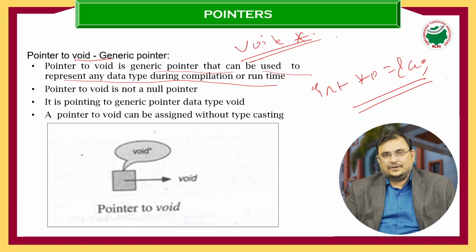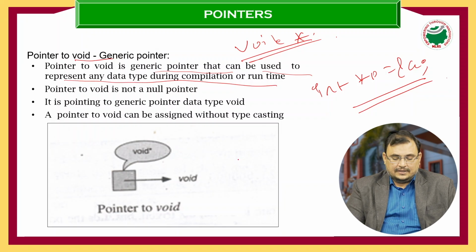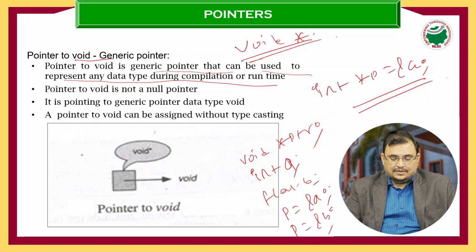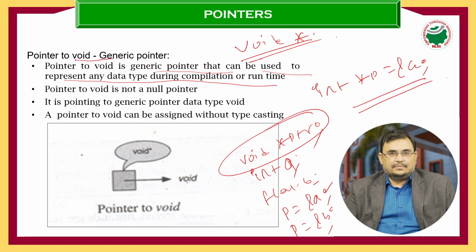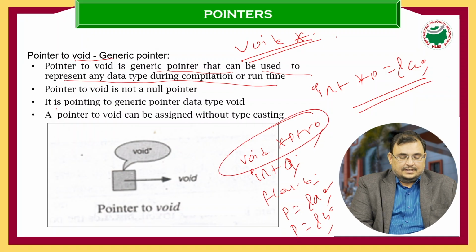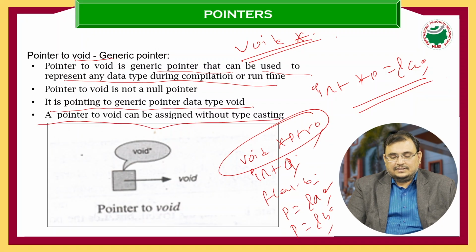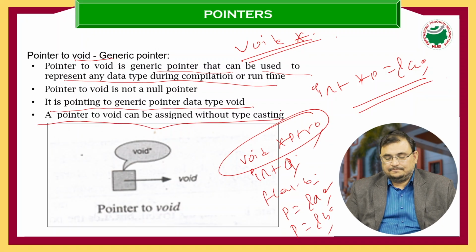But in the case of a generic pointer, if you declare void star ptr and you declare int a and float b, then ptr can be assigned with ampersand of a, and ptr can be assigned with ampersand of b. Both are valid because ptr is not a normal pointer. It is a generic pointer. It is pointing to the generic data type void. A void pointer can be assigned with any type without casting.